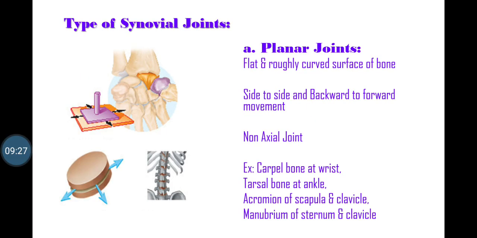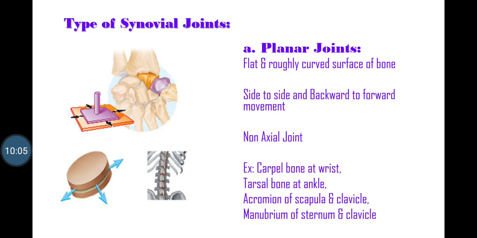Types of synovial joints. All synovial joints generally have a similar structure, and the shapes of the articulating surfaces are different, which allow the various types of movements. Synovial joints are generally divided into six types. First type is planar joint. Planar joint has a flat or slightly curved connecting surface of the bones. Planar joints generally allow side to side and backward and forward movement. Motion of the bone does not take place around an axis, hence named non-axial joint.